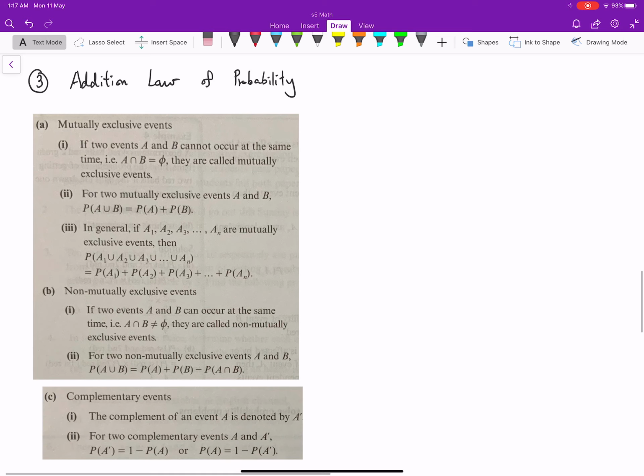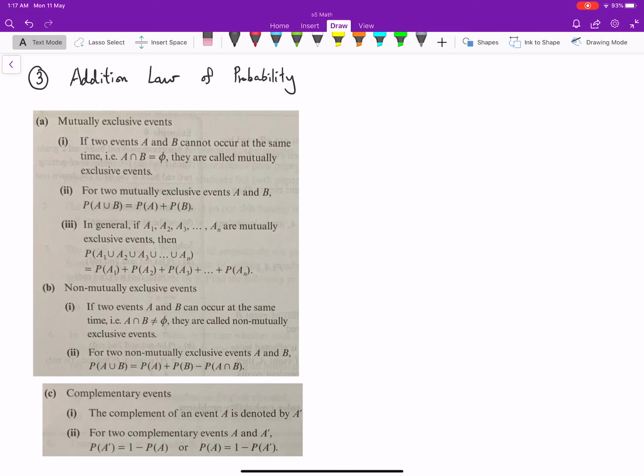Then we go to section 3, which is the addition law. One very important concept is whether events are mutually exclusive or not. If two events cannot occur at the same time, then they are called mutually exclusive. It means there are no common elements between them. If you use a Venn diagram, mutually exclusive must look like this, you won't have any intersection.